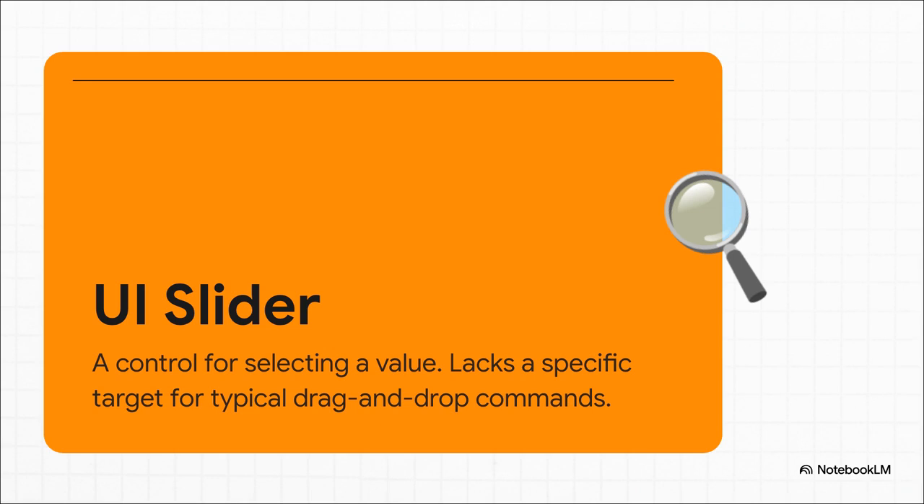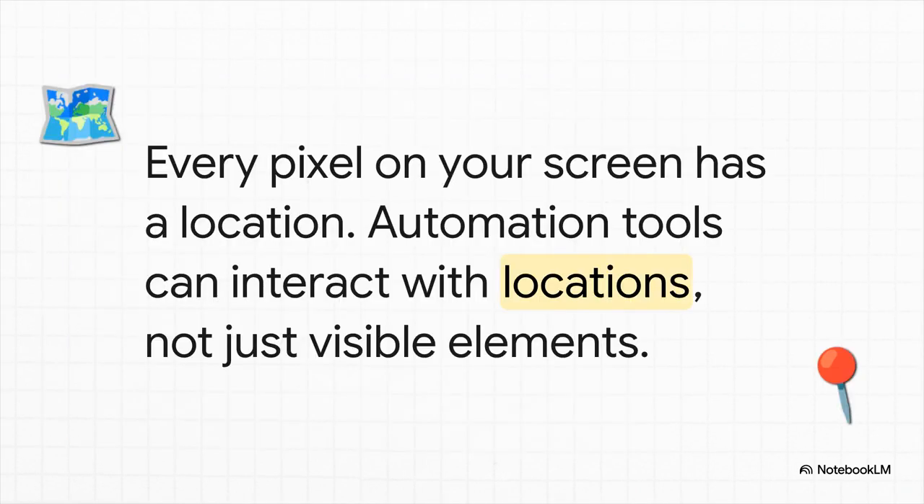But with a slider, you've got the source, that's the handle you grab, but where's the target? It could be literally anywhere along that track. There's no specific element to drop it onto, and that's what completely stumps basic automation. And this is where the secret sauce comes in. The solution isn't to look for a target element at all.